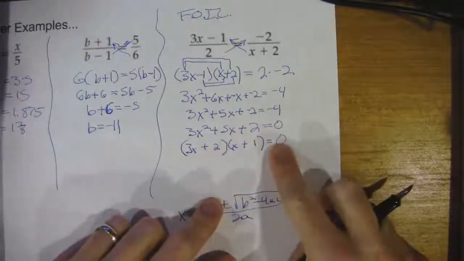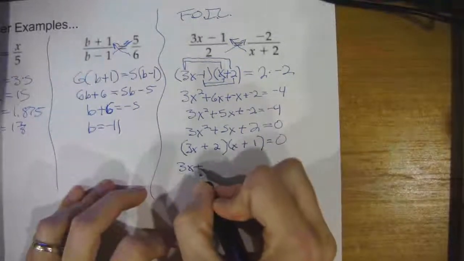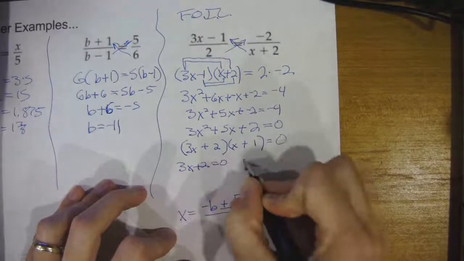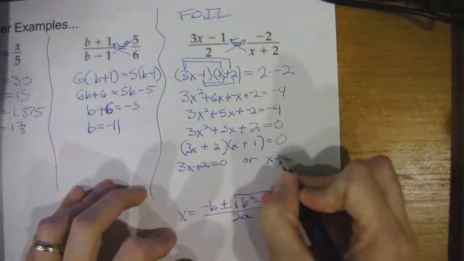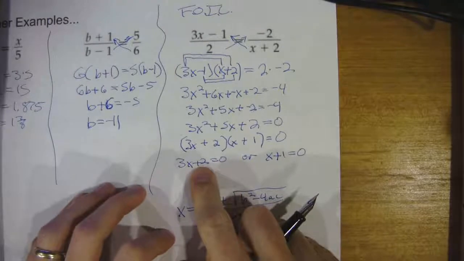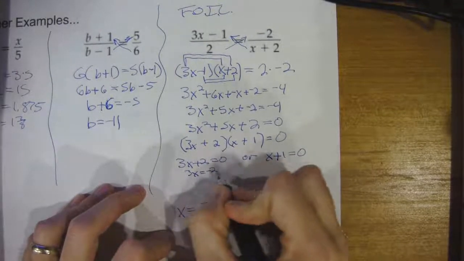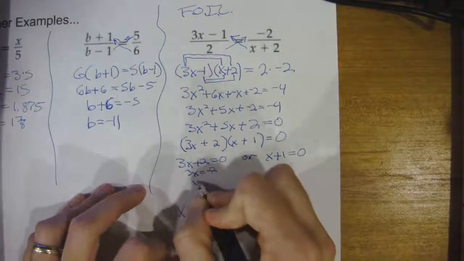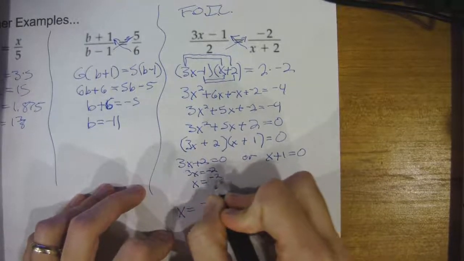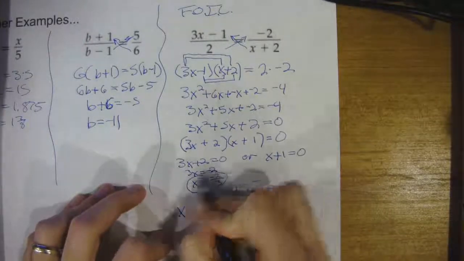Now that we're here, remember, when you're solving quadratics, you have two potential answers. This could equal 0, or this could equal 0. So I'm going to solve both. So 3x plus 2 could equal 0, or x added to 1 could equal 0. All right. So to solve this, I'm going to subtract 2 on each side. So 3x is equal to negative 2, and then we'll divide by 3. So one version of x is negative 2/3. Excellent. So that's one potential answer.